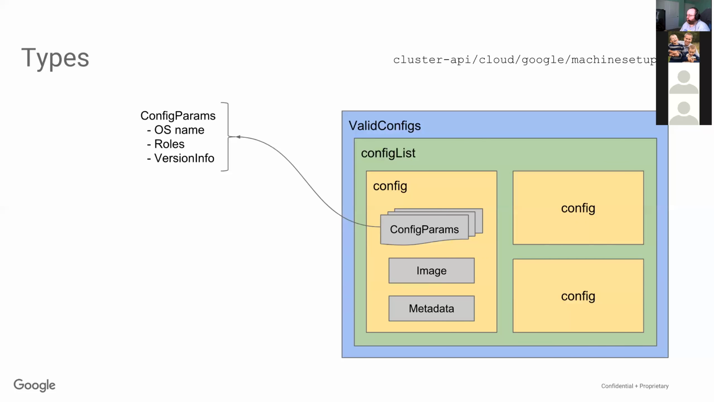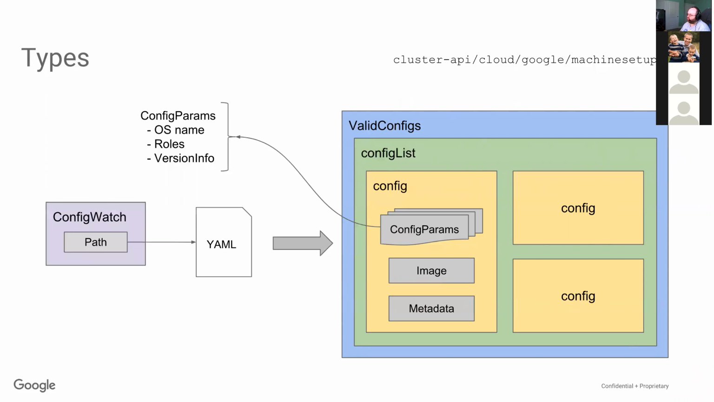So this config list is wrapped by valid configs, and this is just a way to abstract these types from outside of the package right now. And this way, the matching is also abstracted. You'll just be using get image and get metadata methods on the valid configs type.